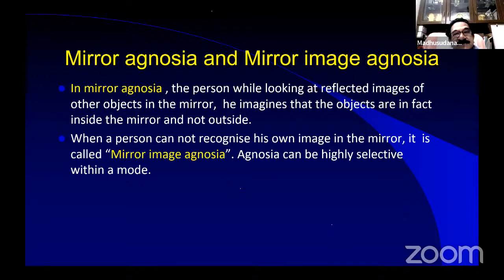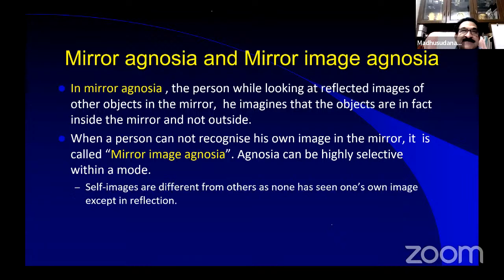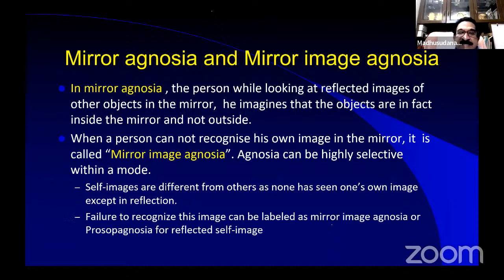When a person cannot recognize his own image in the mirror, it is called mirror image agnosia. And that agnosia can be highly selective within a mode, because self-images are different from others, as none has seen one's own image except in reflection. Failure to recognize this image can be labeled as mirror image agnosia, or prosopagnosia of the reflected self-image. That is mirror image agnosia.